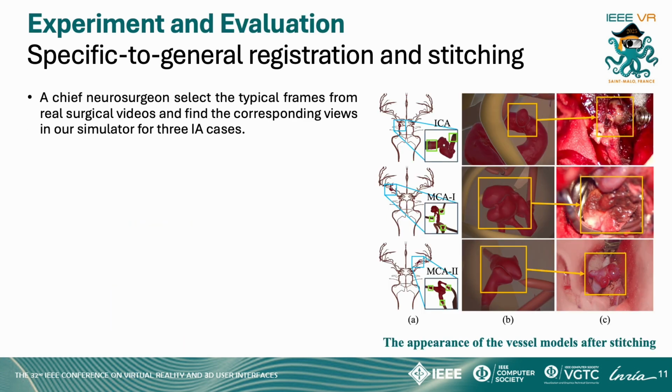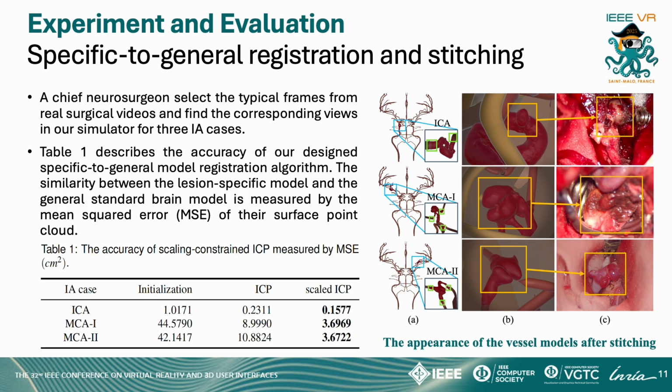For the experiment and evaluation, we begin by focusing on specific-to-general registration and stitching. We worked with a chief neurosurgeon to select typical frames from real surgical videos and find the matching views in our simulator for 3 IA cases. As shown in the figure, Table 1 shows the accuracy of our registration algorithm. We measured the similarity between the lesion-specific model and the standard brain model using the mean squared error.